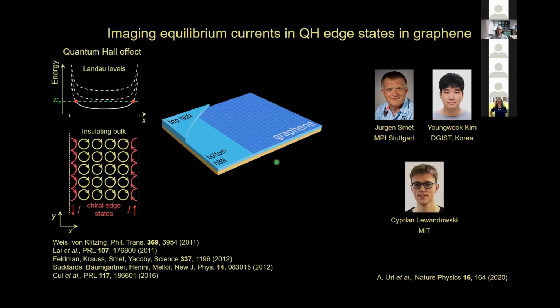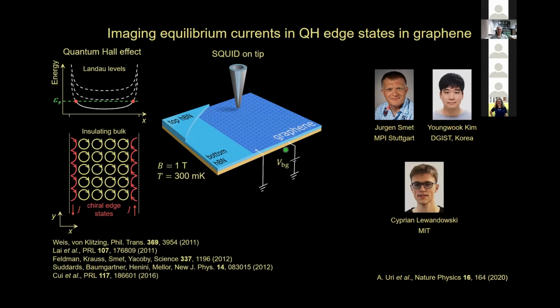So this is a schematic setup. This is our graphene encapsulated in bottom and top HBN. And all our measurements are at 300 millikelvin, typically in a magnetic field of about 1 Tesla.